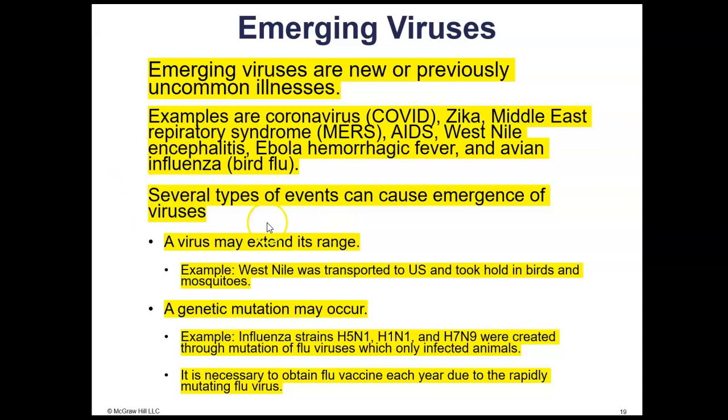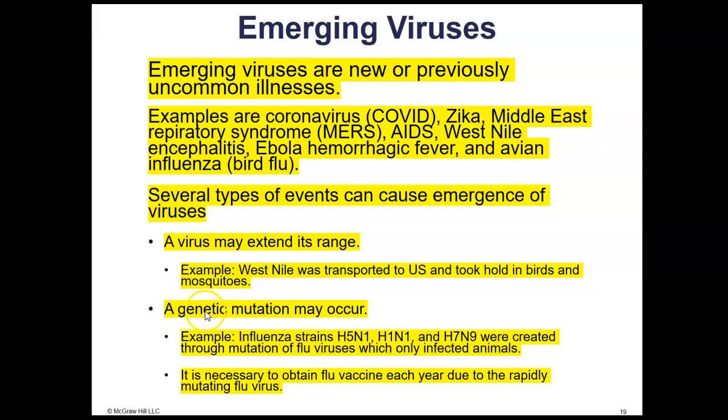So these are all examples of emerging viruses. Now, what leads to them, there's several different ways that a virus can become an emerging virus. It may extend its range. And with all the traveling that we do all over the world, people traveling from all different places to other places. An example of a virus that became an emerging virus because of this is West Nile, was transported to the United States and took hold in birds and mosquitoes.